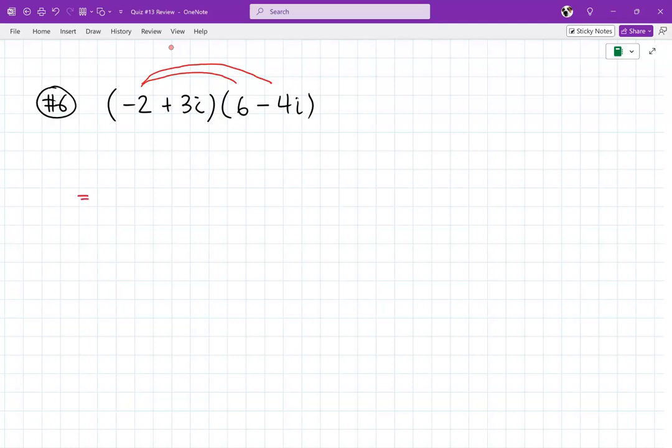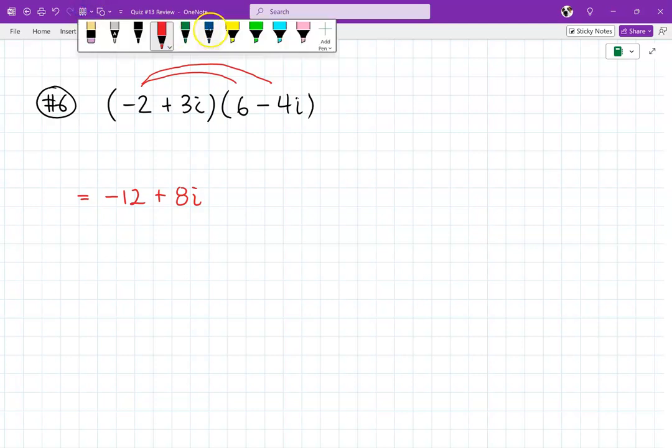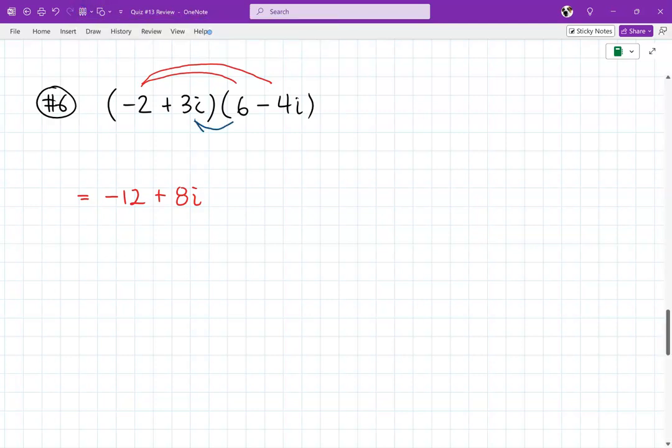So this is going to be negative 2 times 6 is a negative 12, and a negative 2 times a negative 4i is a positive 8i. And then we'll distribute this part here. Okay, so a 3i times a 6, that's a positive 18i. And a 3i times a negative 4i is a negative 12i squared.